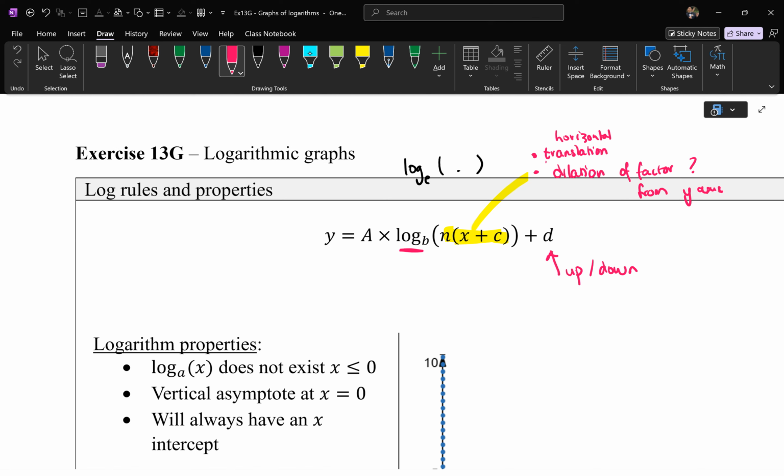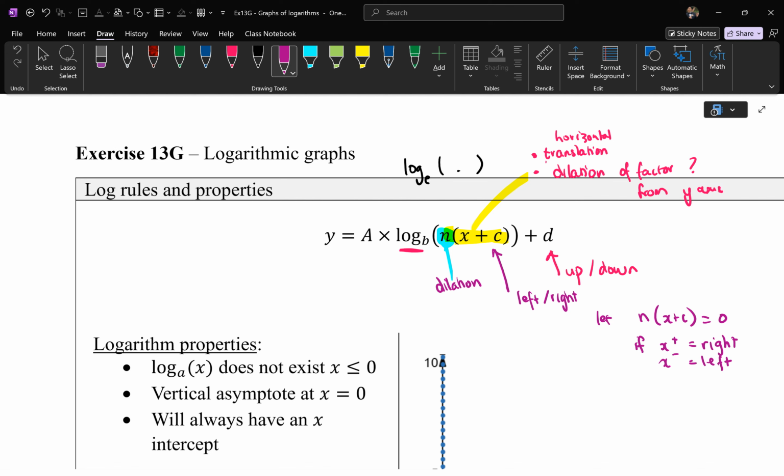Which one governs the dilation? N. N is the dilation. That's how much you do the stretch. X plus C, the C is what determines left or right. The way I taught it though, as I said, let the entire thing equal to 0. So if you let N bracket X plus C equal to 0, and then you solve for X. If X is positive, it'll move to the right. If X is negative, it moves to the left. So I just write there, if X is positive, it'll move right. If X is negative, it'll move left. Just to help you remember.